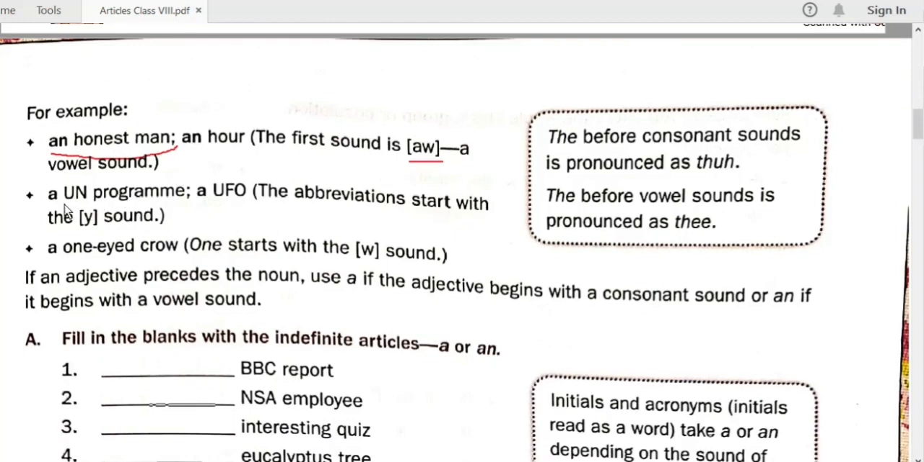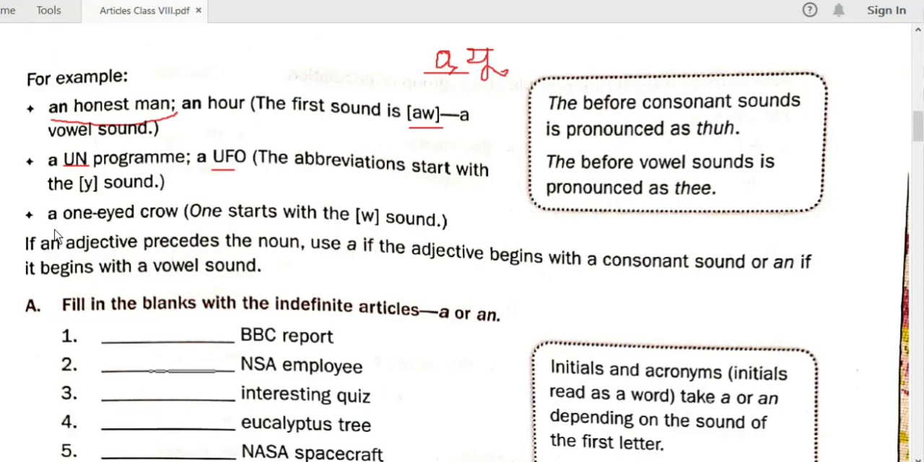In the next sentence, a UN program. How do we write UN program? Here, this letter begins with a consonant sound, so here we will write down only a. Of course, U is a vowel letter, but it begins with a consonant sound. Also in the next question, UFO. When we try to write it, it is U also, the same. So there we use a.